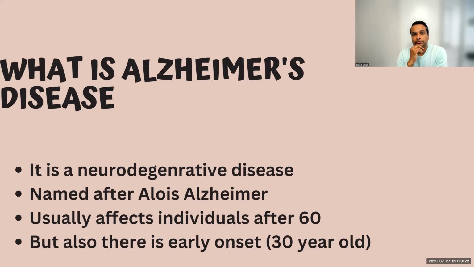It usually affects people who are elderly, but there are also cases where it has started affecting people who are at least 30 or 40 years of age. And this is called early onset dementia or Alzheimer's.